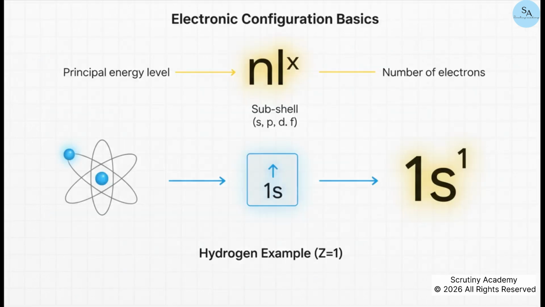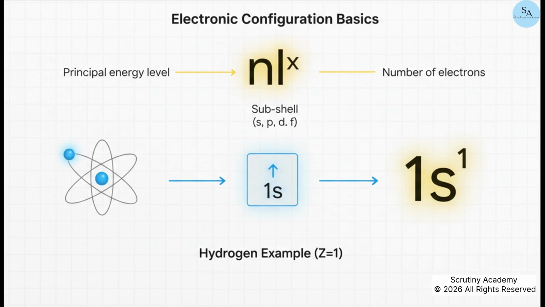So, we write it in a standard notation that you see here, n, l to the power of x. Let's break it down. n is the main energy level, l is the subshell, remember s, p, d, and f, and that x is just how many electrons are in that subshell. So for our simplest example, hydrogen, with just one electron, it goes into the lowest energy spot available, the first shell, the s subshell. So its address is just 1s1.